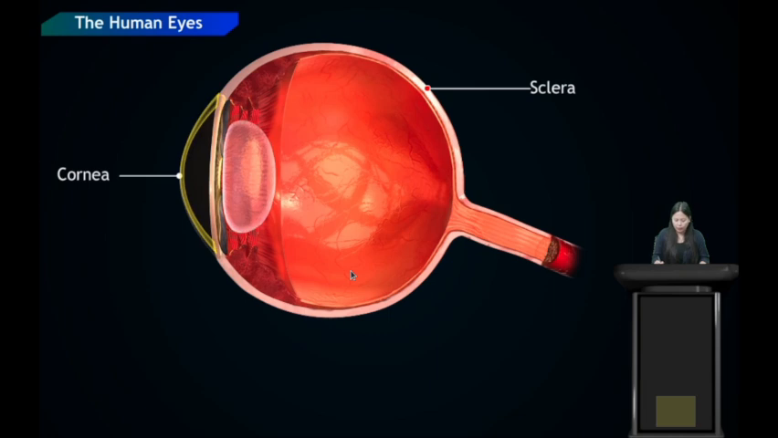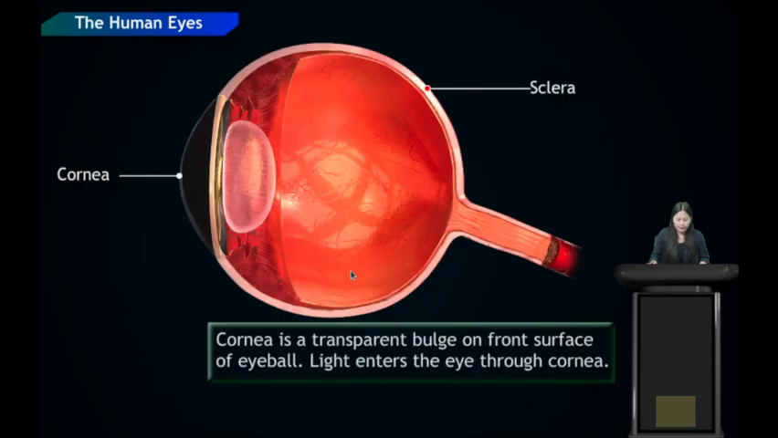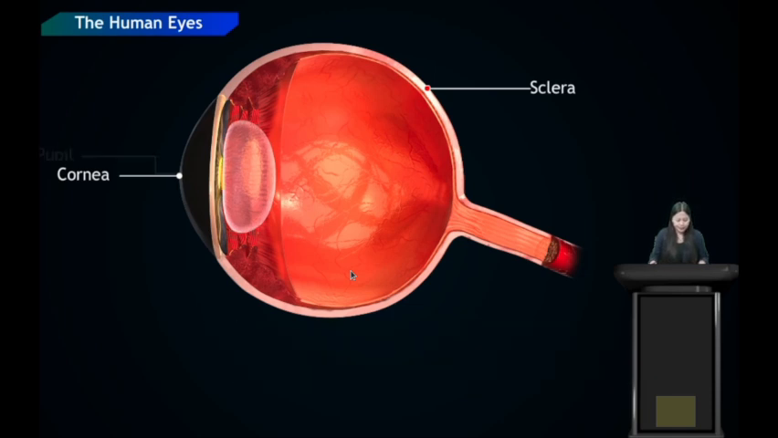The next we have is the cornea. So what is the cornea? The cornea is a transparent bulge on the front surface of the eyeball. Light enters the eye through the cornea. When you go home today, you can observe at the front there is a transparent bulge. This is known as the cornea, and this is where light enters the eye.